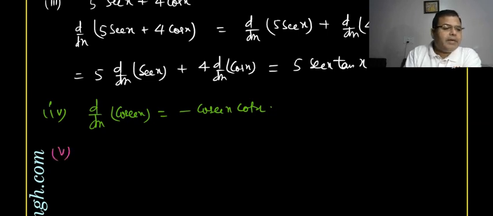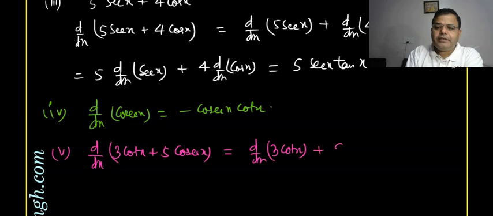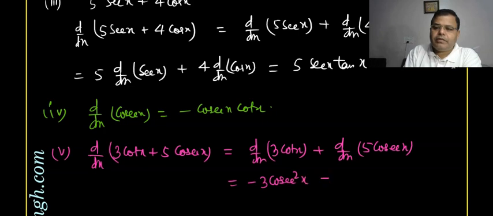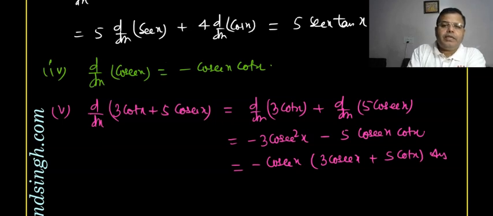Fifth question. The question is given, d by dx of 3 cot x plus 5 cosec x. This can be written as d by dx of 3 cot x and d by dx of 5 cosec x. You know, the constant will be taken out, and the derivative of cot x is minus cosec square x, and the derivative of cosec x is minus cosec x cot x. So we can write the answer like this, or you can take minus cosec x as common, then this will be 3 cosec x plus 5 cot x, and that will be the answer. So that is part 5.